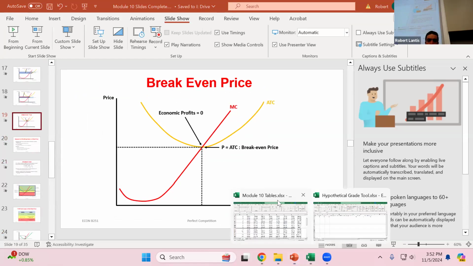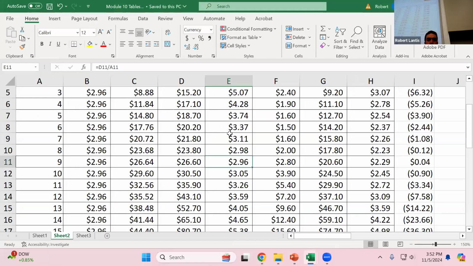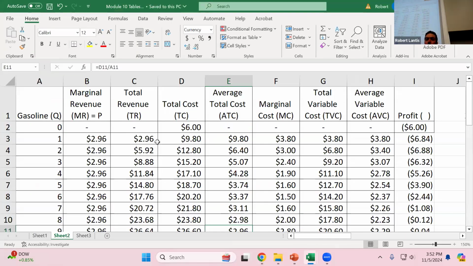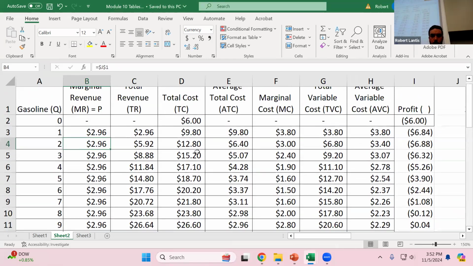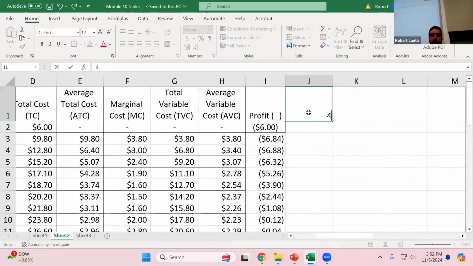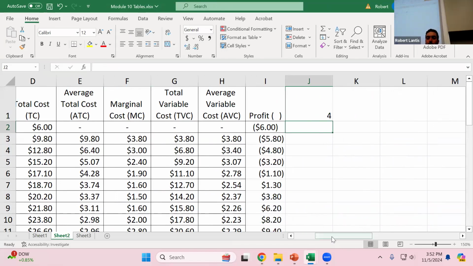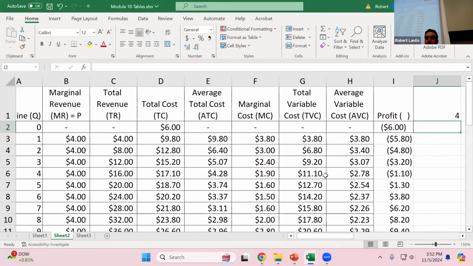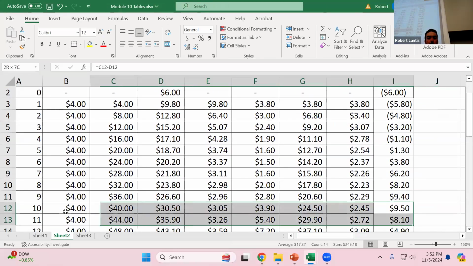Well, I want to kind of play around with this table. So here was that module 10 table that I had. I've got Excel set up. So let's say this is my equilibrium price, and we'll go back to that example we had of $4. If the price was $4, what did that lead to? The highest profit level was at that quantity of 10. This is the value that I was showing you in the slides, right?